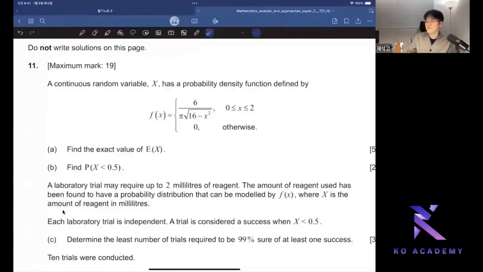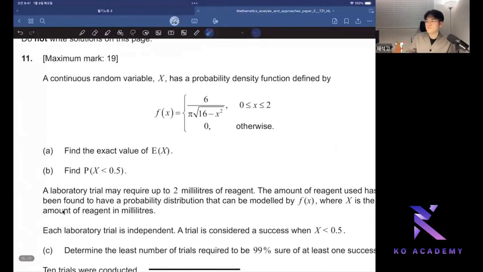Number 11a. Hey guys, what did you give for number 11? We were given a PDF, right? Given the PDF, find the expected value.